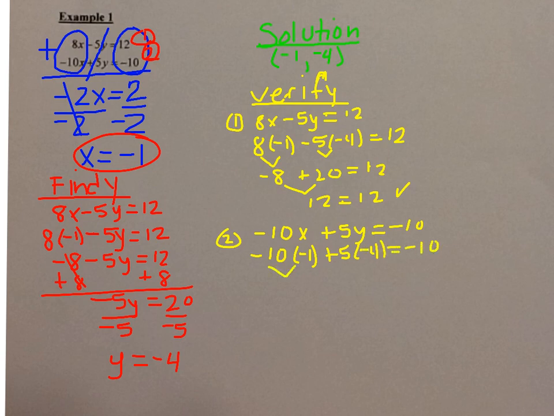Negative 10 times negative 1 is 10. 5 times negative 4 is negative 20. So I have 10 minus 20 equals negative 10. Yes, 10 minus 20 is negative 10 equals negative 10. So that checks. All right, so let's try example number 2.